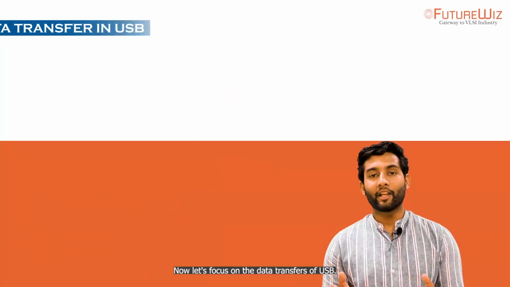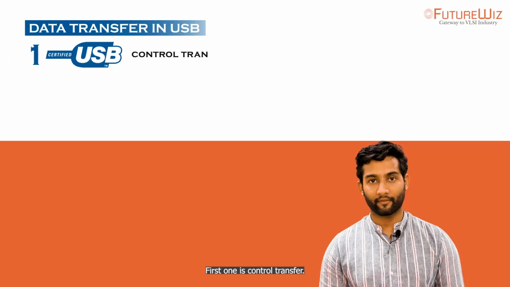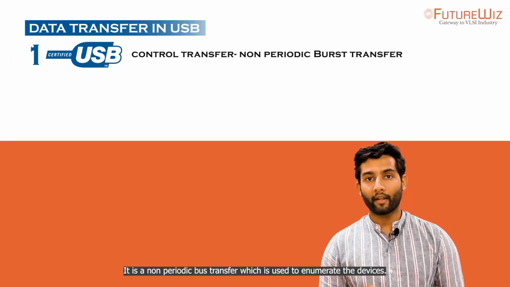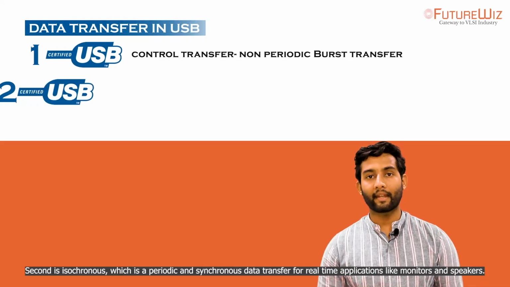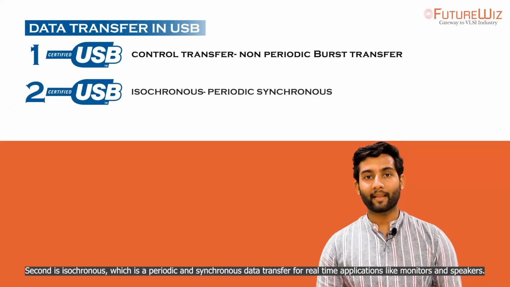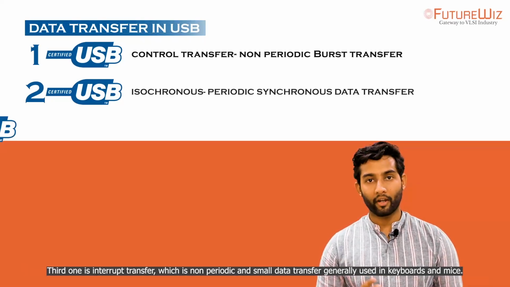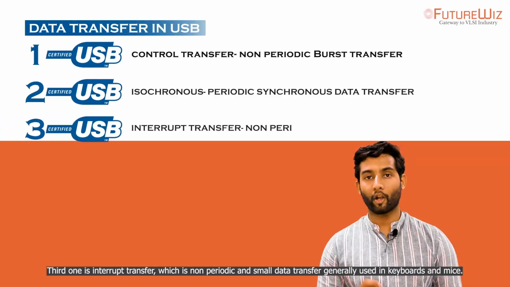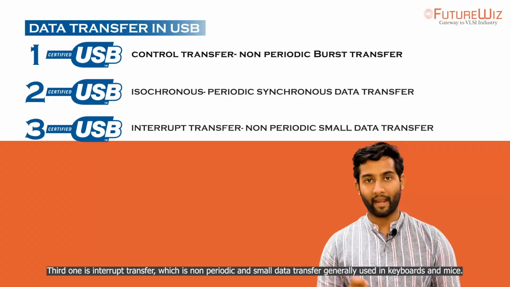Now let's focus on the data transfers of USB. First one is control transfer. It is a non-periodic bus transfer which is used to enumerate the devices. Second is isochronous, which is a periodic and synchronous data transfer for real-time applications like monitors and speakers. Third one is interrupt transfer, which is non-periodic and a small data transfer, generally used in keyboards and mice.